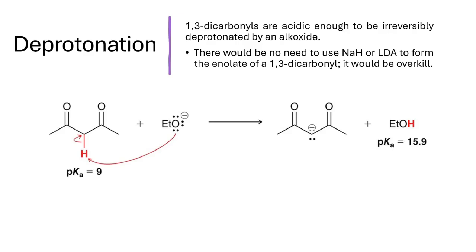Deprotonation. 1,3-dicarbonyls are acidic enough to be irreversibly deprotonated by an alkoxide. There will be no need in this case to use sodium hydride or LDA to form the enolate. For a 1,3-dicarbonyl, it would be considered overkill. In other words, an alkoxide is basic enough in this case to push the equilibrium to the right.